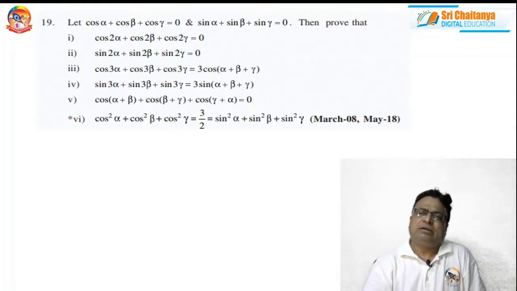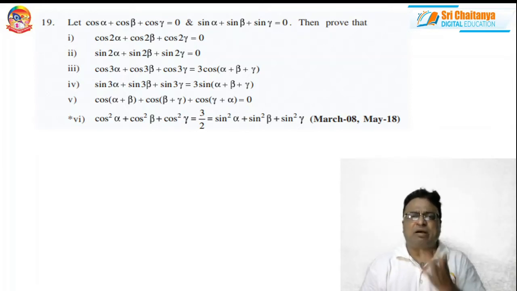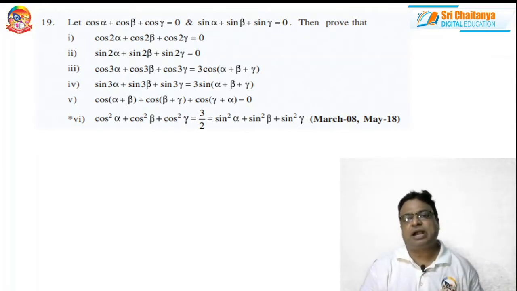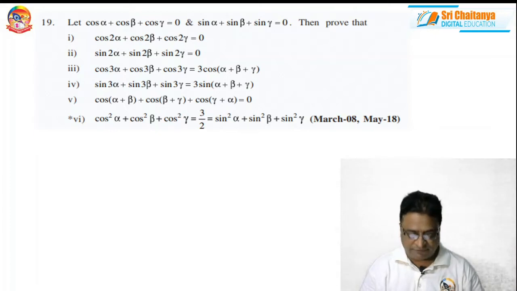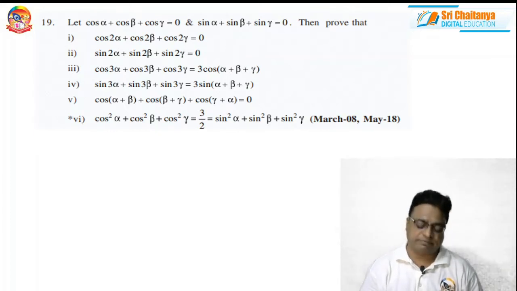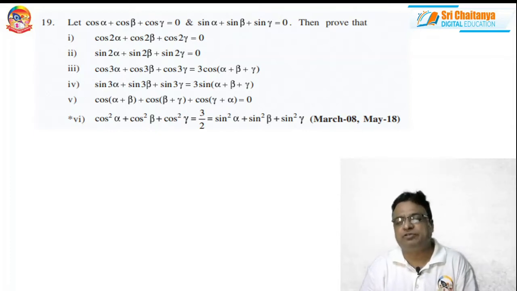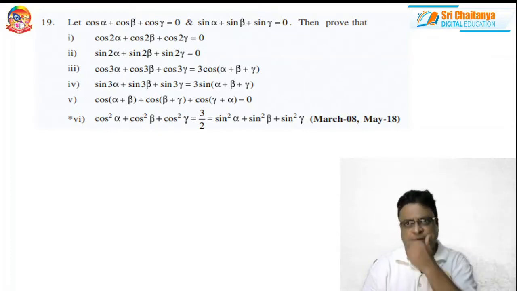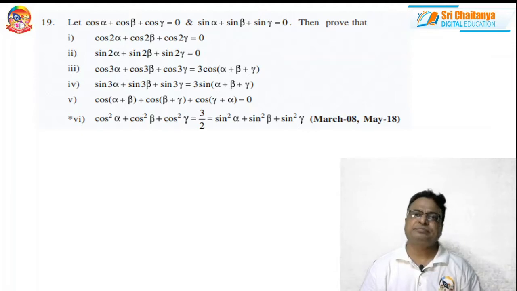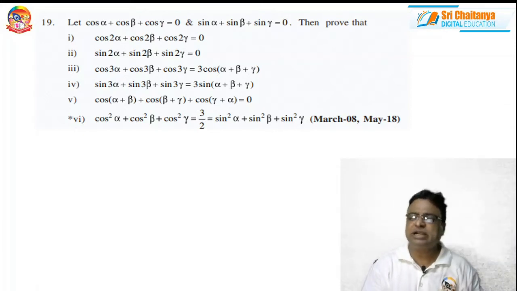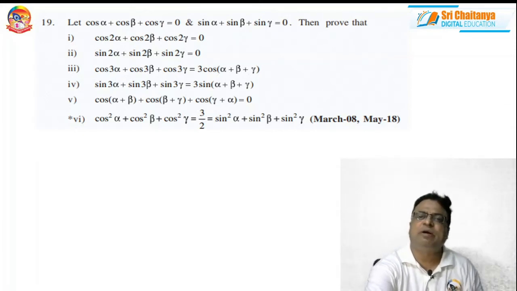Actually, all these problems are interlinked, and my suggestion would be this. If the given conditions are, suppose, cos alpha plus cos beta plus cos gamma equal to 0 and sin alpha plus sin beta plus sin gamma equal to 0, then to prove all the results from 1 to 6, we need to have some idea. That central idea I am going to give in the form of a hint.